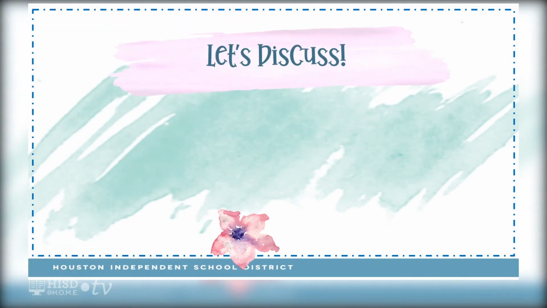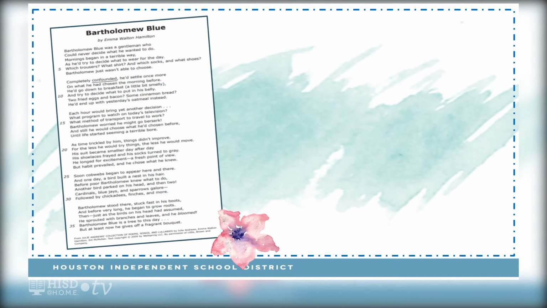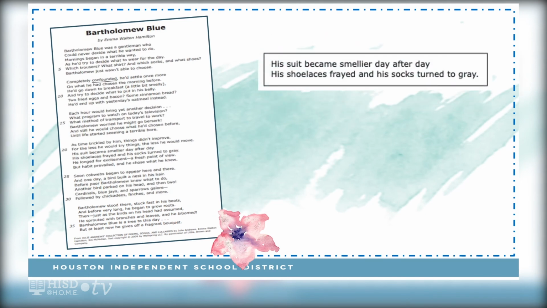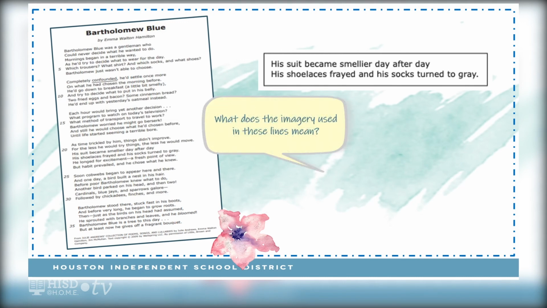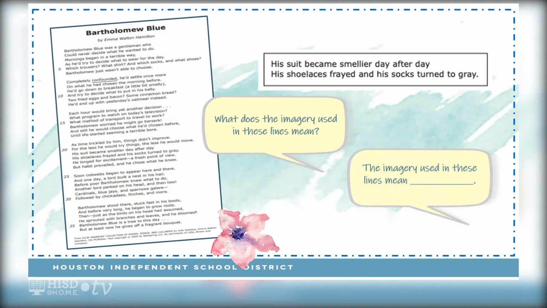Let's discuss. Read these lines from the poem. His suit became smellier day after day. His shoelaces frayed, and his socks turned to gray. What does the imagery used in these lines mean? Your response will be, the imagery used in these lines means blank.